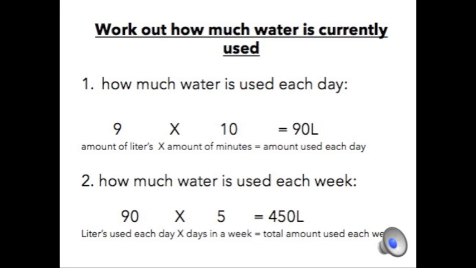For part 2, we will use the information we found out in part 1 to find out how much water is used each week. So we're going to multiply the litres used each day by the number of days in a week to get the total amount. So we're going to times 90 by 5, which will give us 450 litres per week.